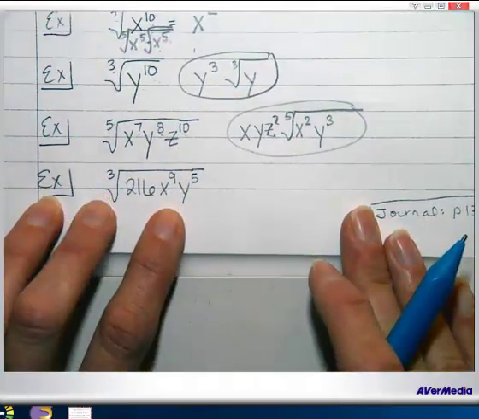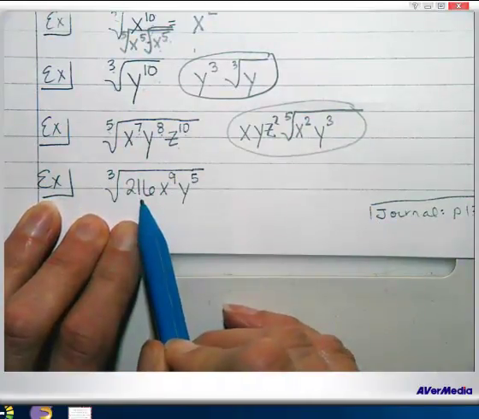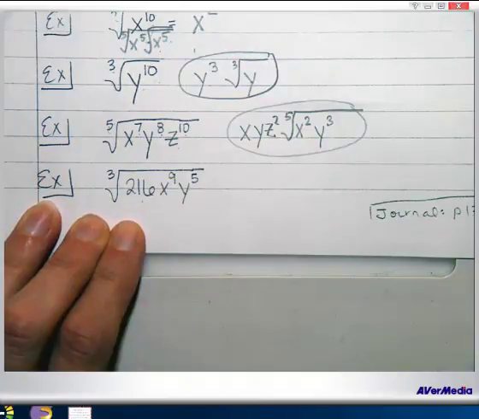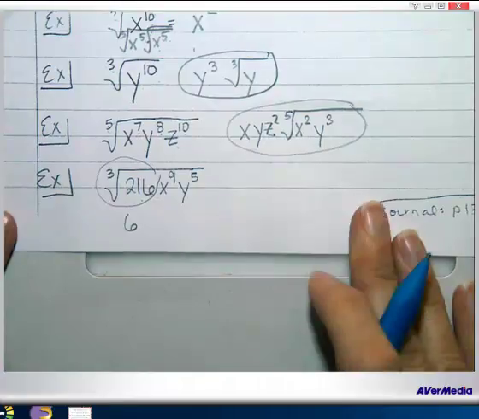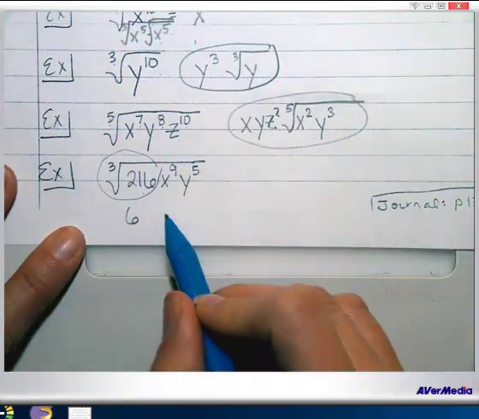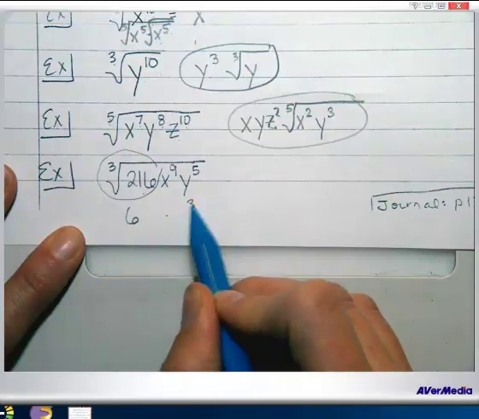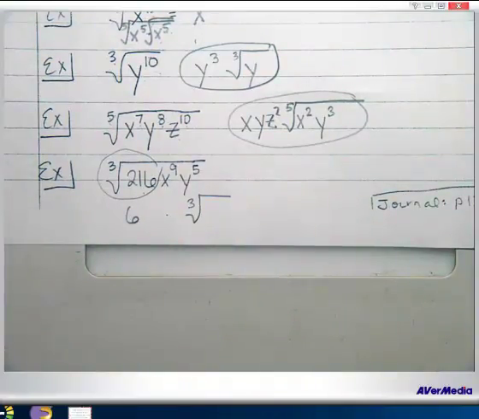All right, example 3. Cube root of 216. Now that one's not a variable, so we just use our number chart. 216 does have a cube root. If you look at 216 on our chart, it's 6 to the 3rd is 216. So this part becomes 6 on the outside. Let's leave some space in case we have x and y that are going to come out, and I'm going to write my cube root symbol because I'm probably going to have stuff left inside.